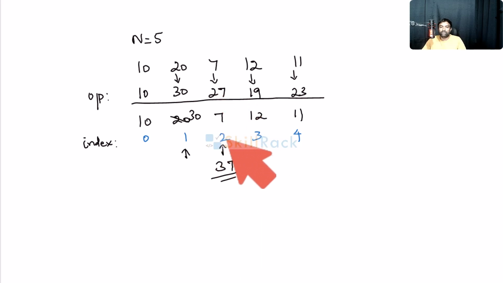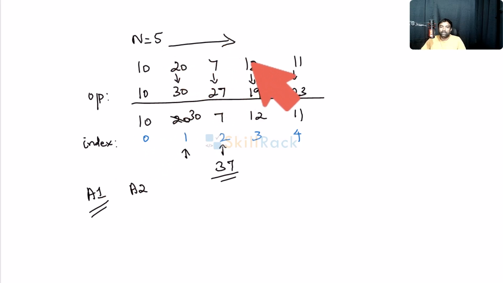But we don't want 37, we want 27, right? So here comes the problem. We have to retain the state somewhere. Okay, we have to retain the state somewhere. So let us look at two approaches: approach 1 and approach 2. In the first approach, we will not go in this direction. That is, we will not go from left to right. We will go from right to left.